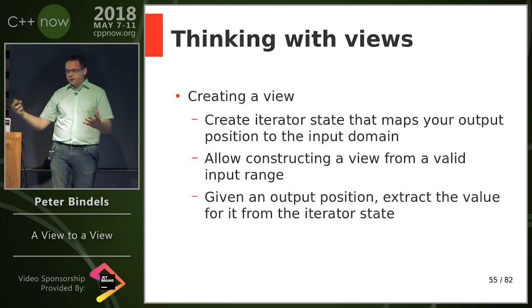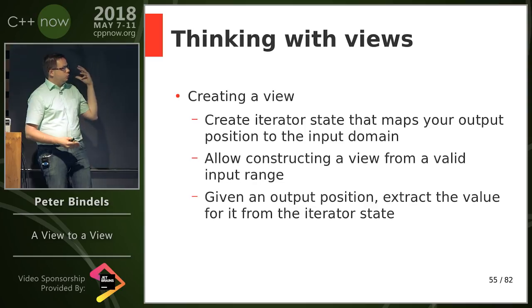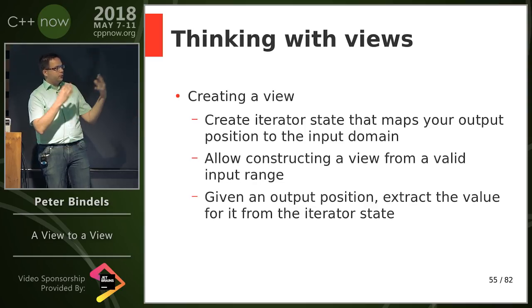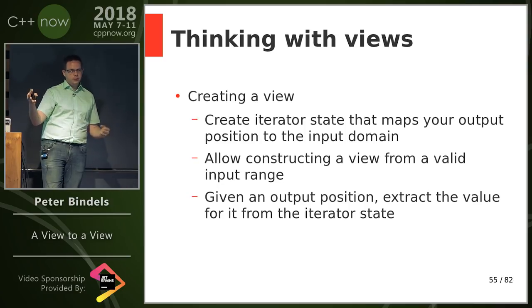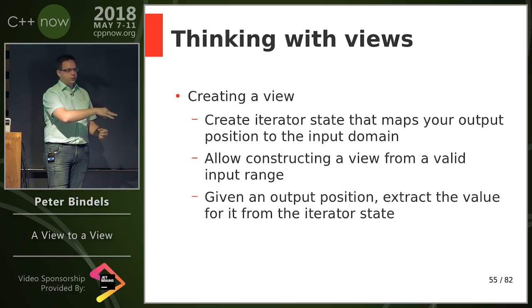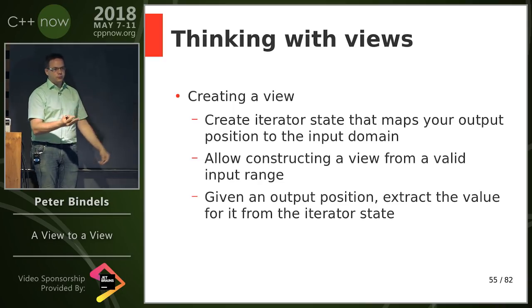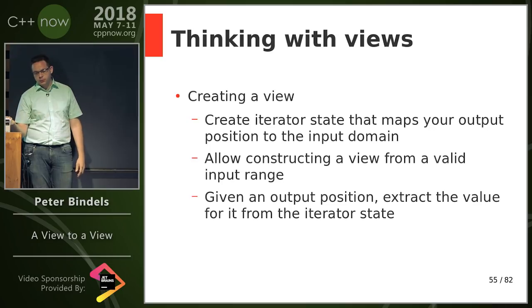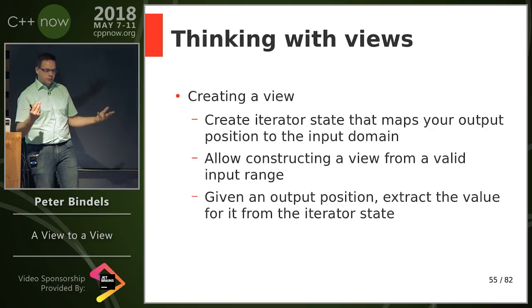So to create a view, you make an iterator state that maps your output position to the input domain. You make it such that, for example, if you're converting an int to a string, you have some index into how long the string could be, and you make sure you map that back to the original int. You allow constructing it from whatever input you want, so an int or some other kind of valid range of the same type. And given the output position that you can increment, you extract just the value that's there. And there you have a view.